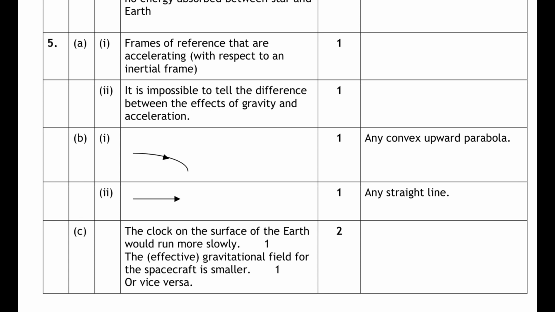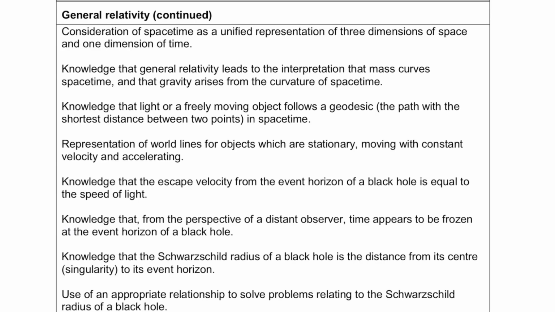One mark for saying the clock on the surface of the Earth will run more slowly, and the second mark for saying the effective gravitational field for the spacecraft is smaller. So, two very different questions on general relativity, very little calculations involved, a lot of explanations and statements, all based on those content statements in the specification document.